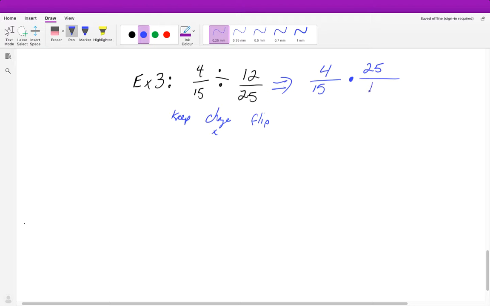So keep, change, flip. Yeah, that's the action. Everybody knows how we're dividing fractions. And we flip. Now you say you love me, but now you're flipping like reciprocals.